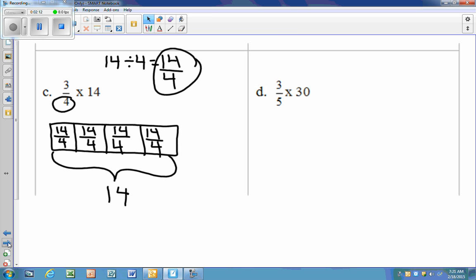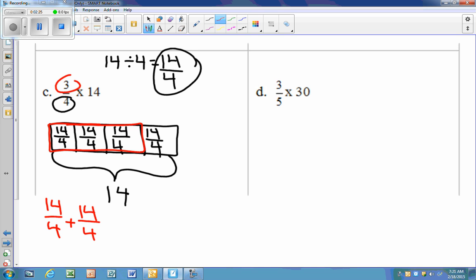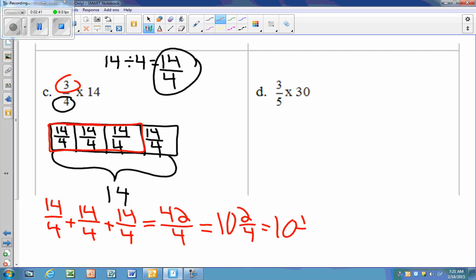And I want to know about 3 of the pieces. So when I add up these 3 pieces and I do 14/4 plus 14/4 plus 14/4, I get 42/4. And that means 42 divided by 4. And when I do that, I get 10 2/4, which is the same thing as 10 1/2. So my answer for this would be 10 1/2.